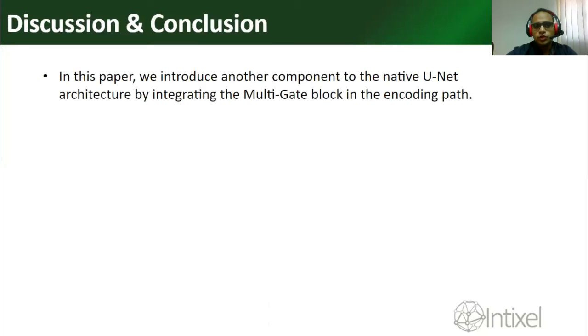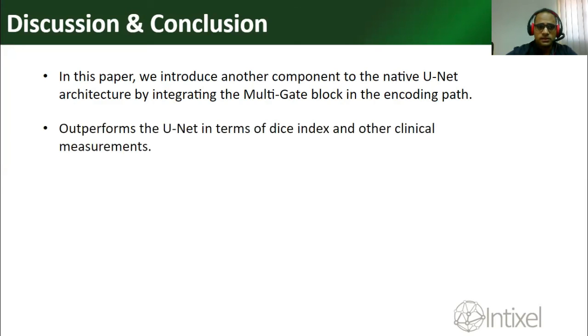So in conclusion, in this paper we introduced another component to the native UNET, which is the multi-gate block. Here we believe this block enhances the overall accuracy of the model and enables the model to better handle scale variability within images, especially for apical slices. The proposed method outperforms the UNET in terms of dice scores and other clinical measurements.